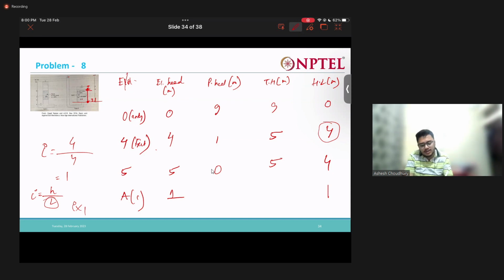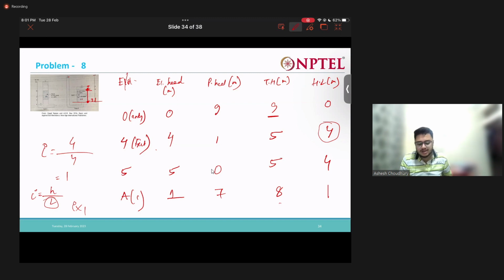Now see, if head loss is 1, what should be my total head? My total head at entry was 9, right? From 9 you are losing 1. So here my total head should be 8. At entry it was 9, and from entry to A there was a head loss of 1. That means my total head at A was 8. So if my elevation head is 1 here, obviously my pressure head should be 7 here, then only I will get total head 8.